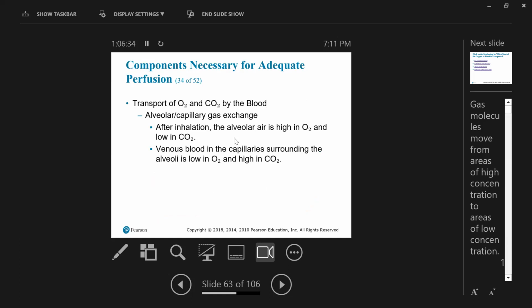Alveolar capillary gas exchange occurs after inhalation. The alveolar air is high in O2 and low in CO2. The venous blood in the capillaries surrounding the alveoli is low in O2 and high in CO2. So it equalizes itself out. It doesn't try, it does it.